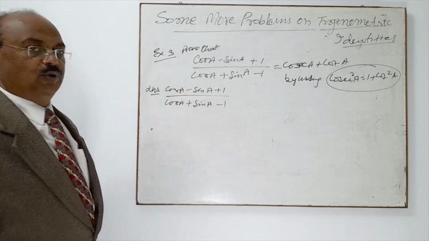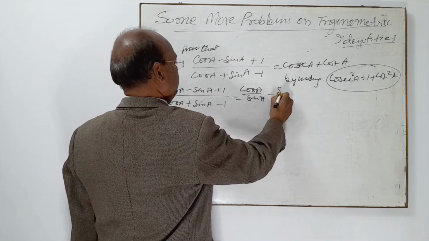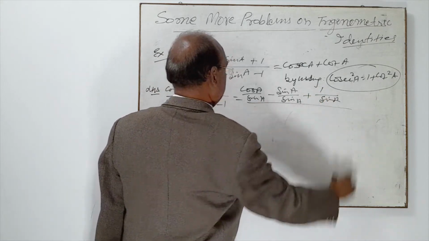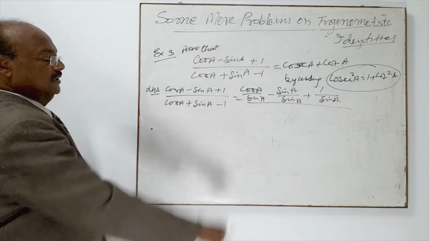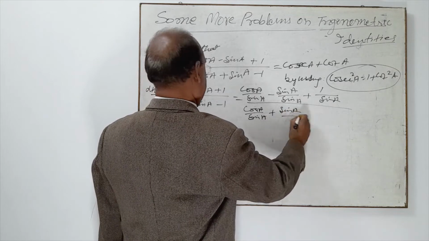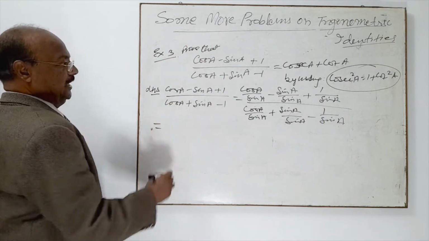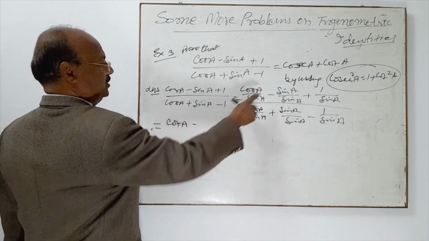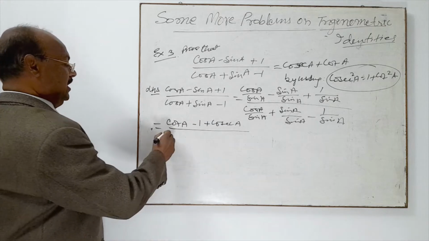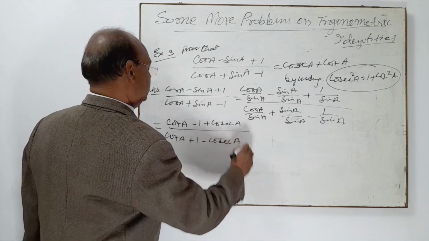Here we will divide numerator and denominator both by sin A. So we can write cos A by sin A minus sin A by sin A plus 1 by sin A. Similarly, in denominator also, we'll divide this expression by sin A. So this is cos A by sin A plus sin A by sin A minus 1 by sin A. Now we can write cos A by sin A is cot A, sin A by sin A is 1 and 1 by sin A is cosec A.